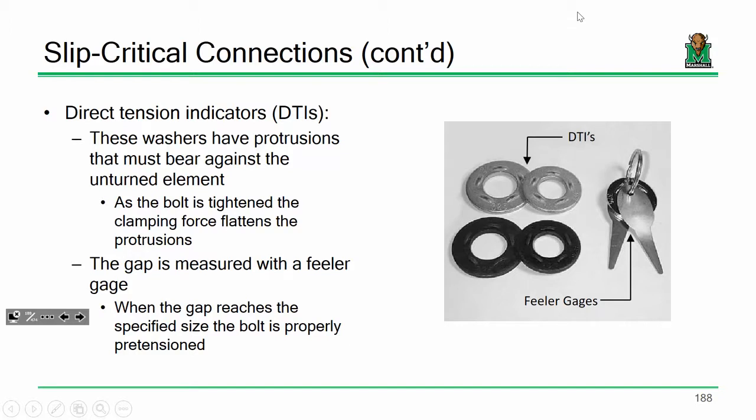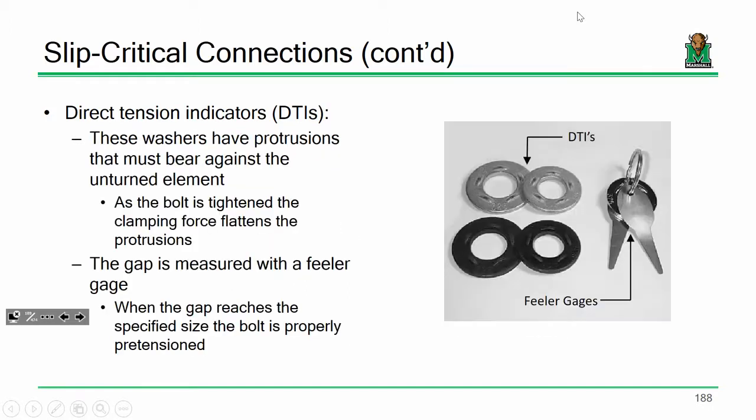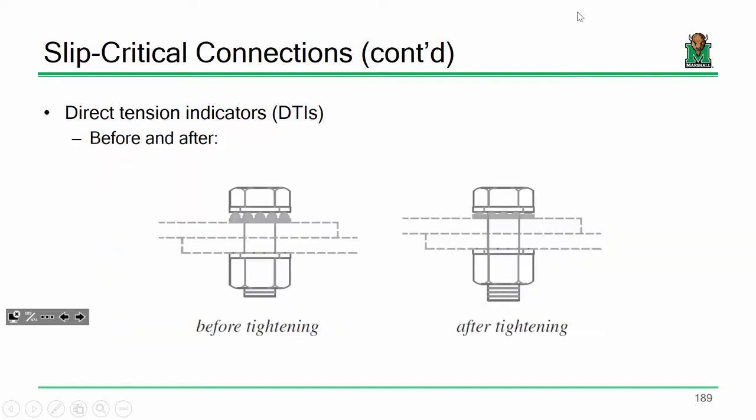All right. The last one I think is worth mentioning is a direct tension indicator. A direct tension indicator is really just a very special washer. The idea is that you have these gauges that will measure the distance between this gap right here. So before and after tightening, those little nubs on that washer will mash down, and once they've mashed down a particular distance, you've hit your specified torque.